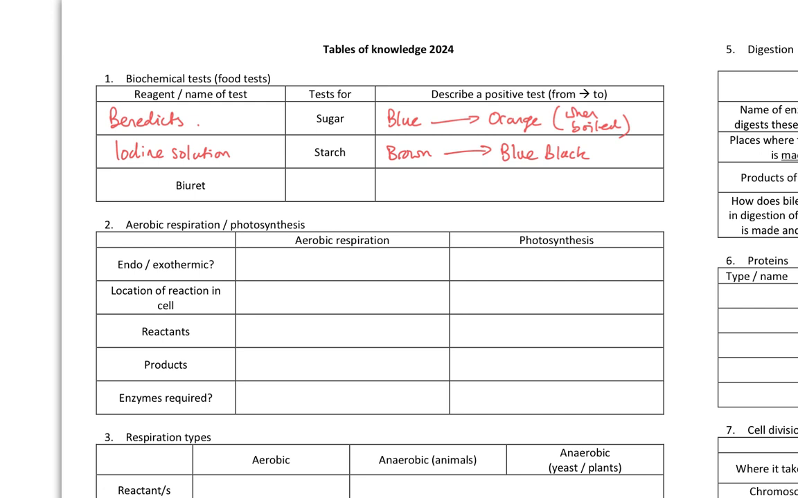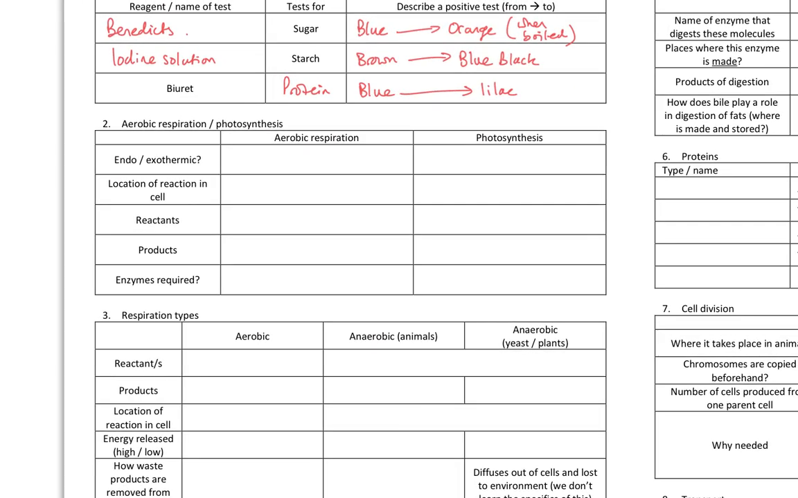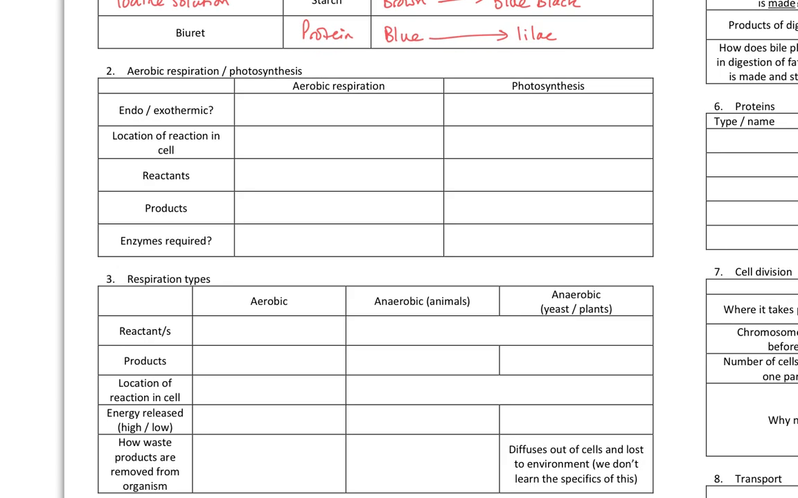And the biuret test, this tests for protein. It goes from blue, very light blue, to lilac. Okay, and I've seen that as a 6 marker before: describe how you could show the contents of a seed contain sugar, starch, and protein. So it's know your names of the tests and the colour changes. Easy.